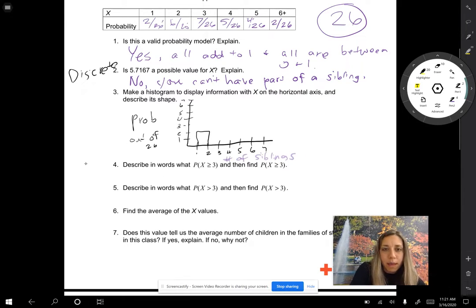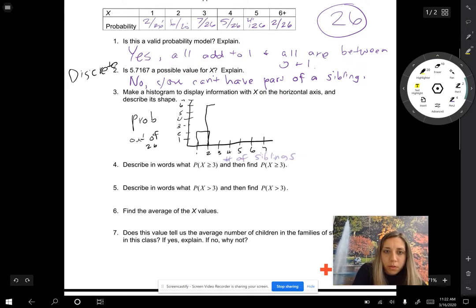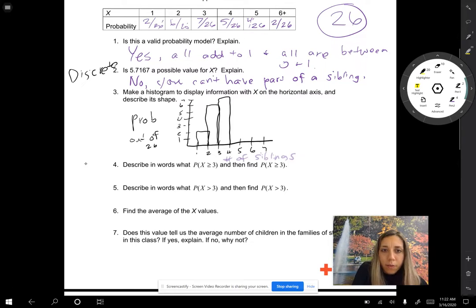So 2 out of 26, and then 2 siblings would be 3. Oh, I'm sorry. That's actually supposed to be 6 out of 26. So we'll draw that all the way up to 6. And then 3 was 7 out of 26. And 4 was 5 out of 26. 5 was only 4 out of 26, and 6 was 2 out of 26.